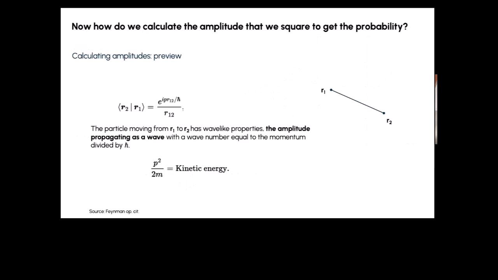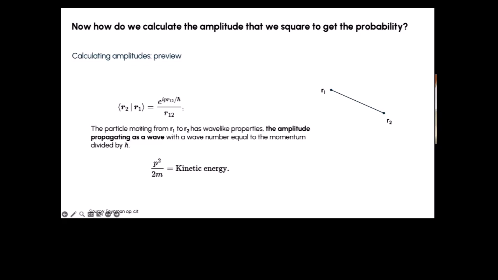So how do we calculate the amplitude that we square to get the probability? If you have two locations, R1 and R2, and the particle moves from R1 to R2, it has wave-like properties, the amplitude propagating as a wave with a wave number equal to the momentum divided by H. This shows you how to calculate this probability. You take the exponential function, you have the E from the irrational complex numbers, you have momentum, you have the distance, you divide it by the Planck constant, and then you normalize it by this distance. And this is the probability of moving from R1 to R2, expressed in an amplitude.